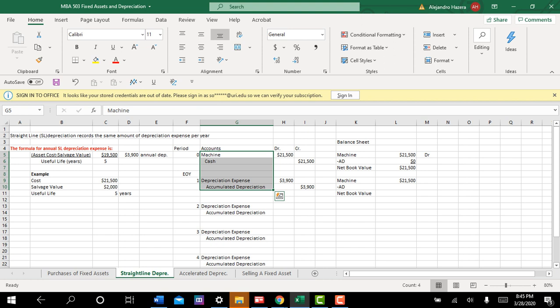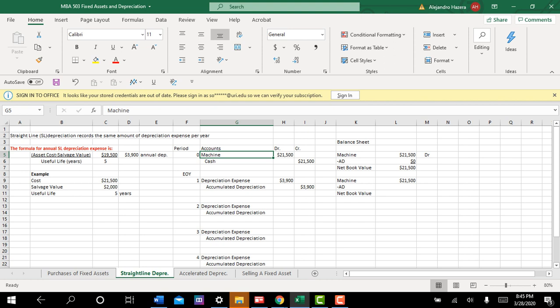It's right there. I don't know if that's showing up. Sometimes the cursor doesn't show up. But the machine account is only impacted once, in that debit right there. After you debit the machine account when you buy the equipment, you don't make any other entries to the machine account until it's sold, if it is sold.